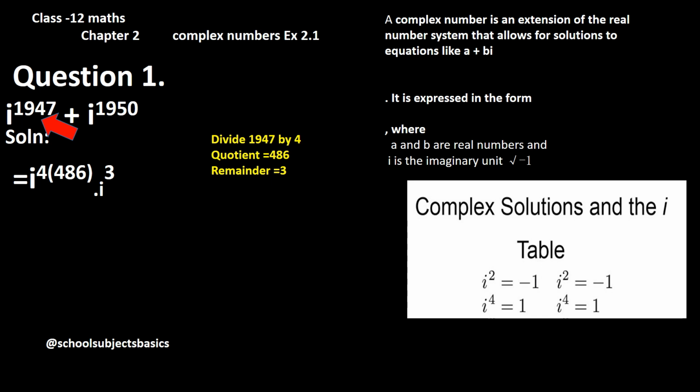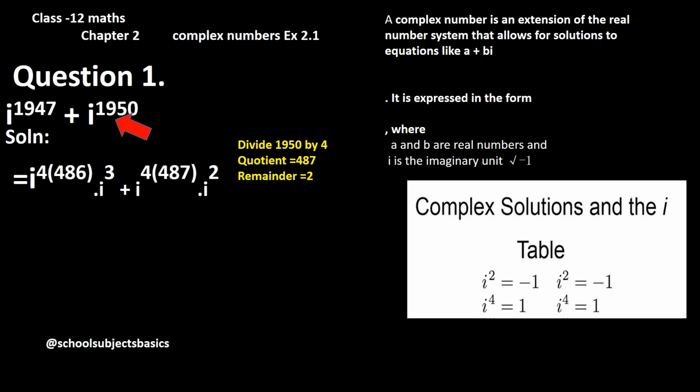Next one, i^1950. We can also divide this by 4. If we divide, the quotient will be 487 and the remainder will be 2. So this will be written as i^(4×487) times i^2. Anything i^4 will be 1. This we have to remember always. So that is the remainder.